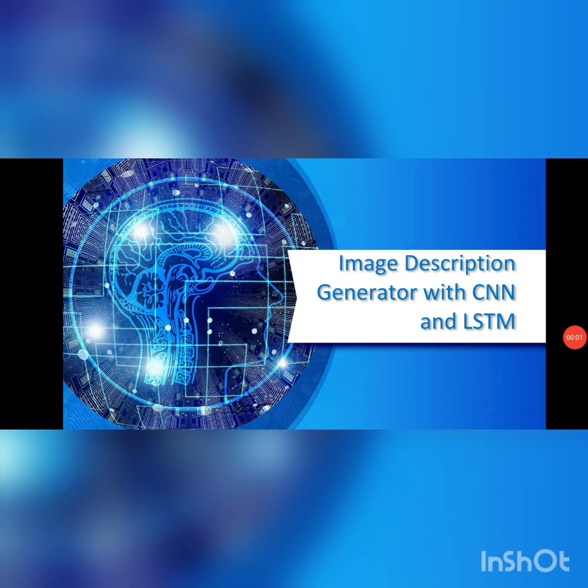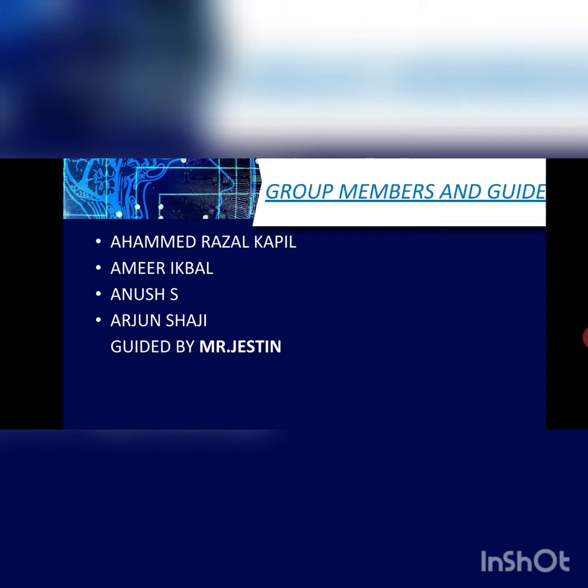Our project title is Image Description Generated with Convolutional Neural Network and Long Short-Term Memory Model. Our team consists of Ahmed Zazal Kapil, Amir Iqbal, Anush S and Arjun Shaji. We are guided by Mr. Justin Joy.